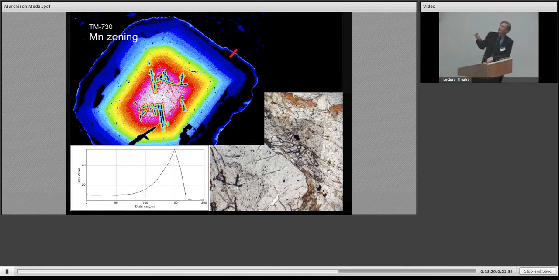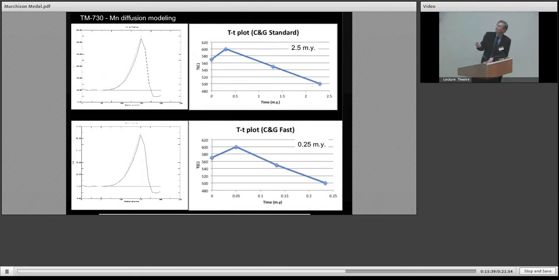Here's the manganese zoning map. Here's the manganese piling up at the rim of the garnet right over here. And we can do a profile across there, look at the decrease of manganese going from the rim of the garnet into the garnet. And we know the diffusivity of manganese in garnet to some extent. So again, we can do a diffusion model of this. And when we do, we get very good fits.